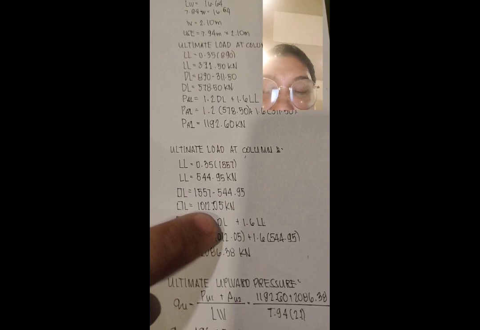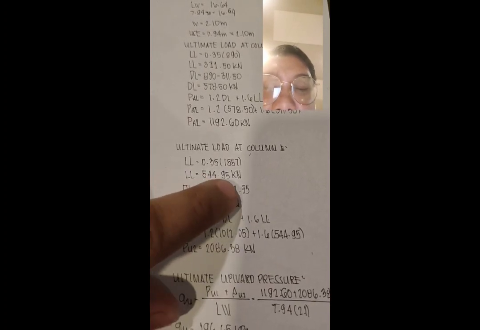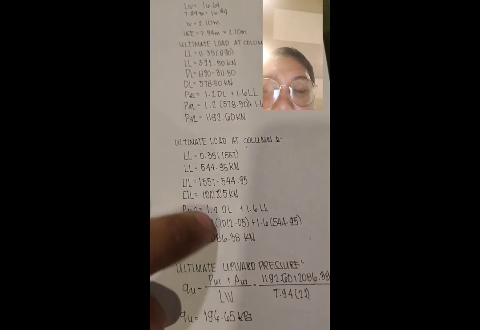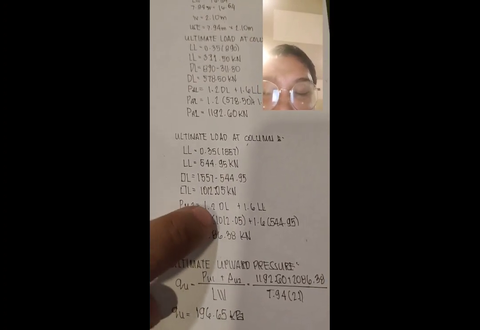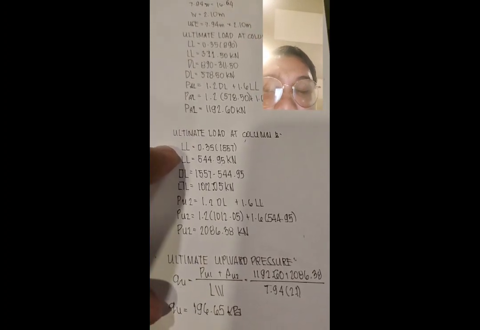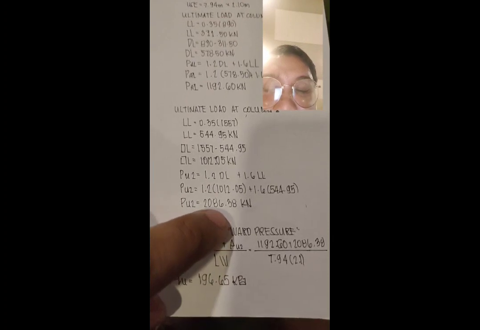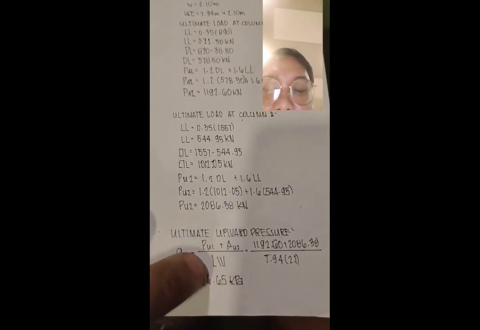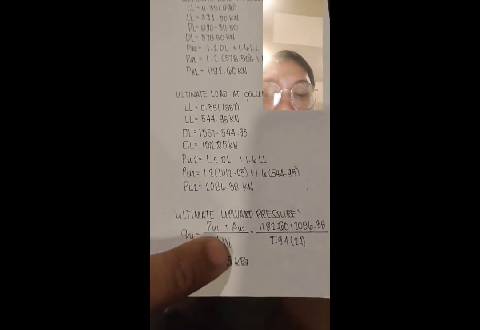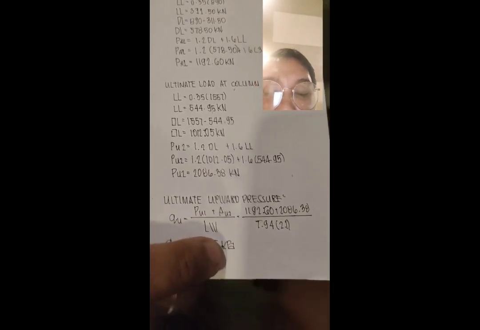Makukuha natin ang DL natin as 1012.05 kN at ang LL is 544.95 kN. So, to get PU2 is equals to, ganyan din, same formula. Substituting the values again from here, makukuha natin siya as 2086.38 kN. Ultimate upward pressure, we have QU is equals to PU1 plus PU2 all over LW.